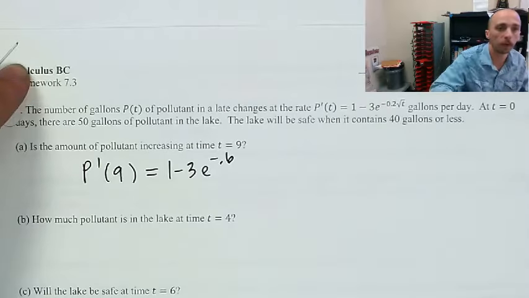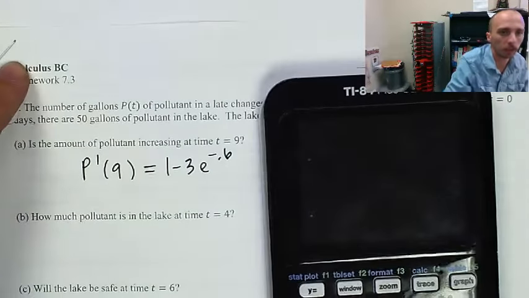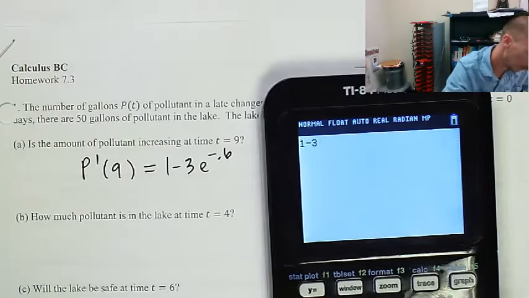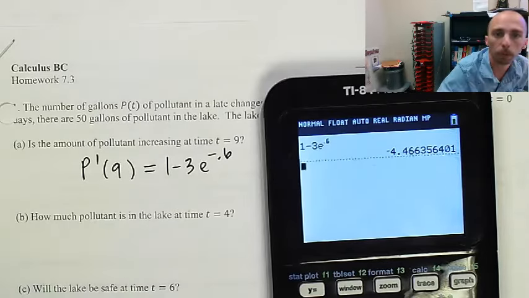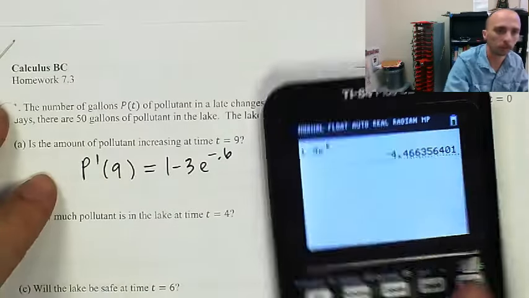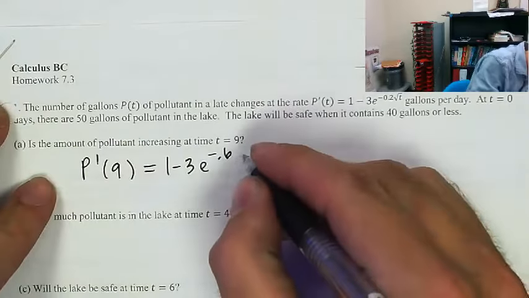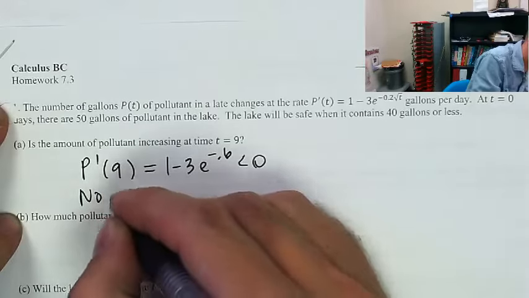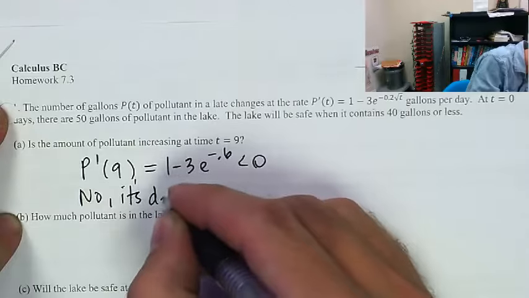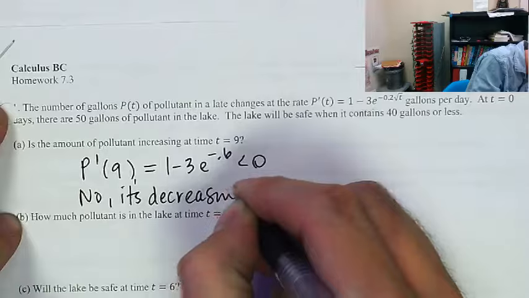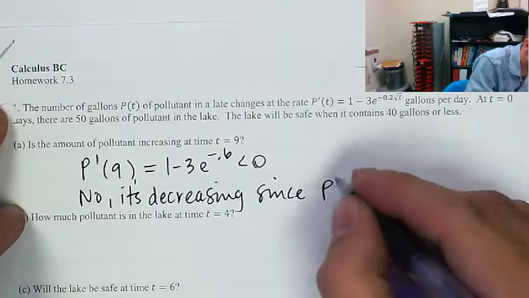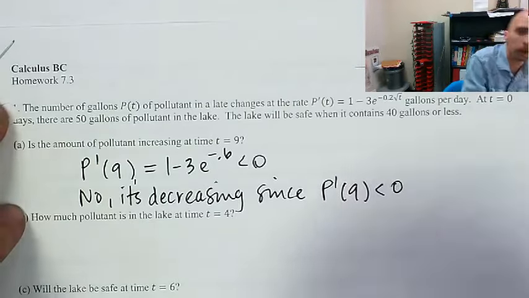I don't know what e to the negative 0.6 is, so I'm going to need to compute 1 minus 3 e to the negative 0.6. That's going to be negative 4.466. So I would say no, it is decreasing. That might give a reason: it's decreasing since P prime of 9 is less than 0.